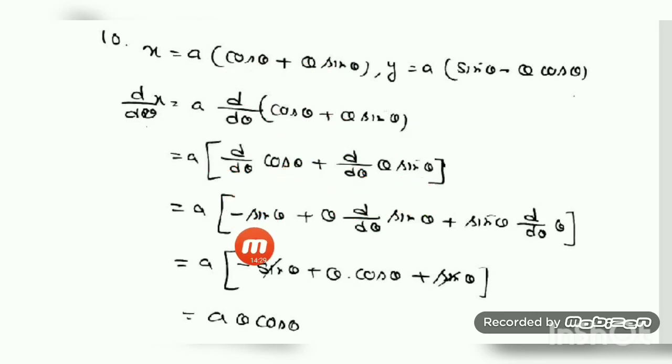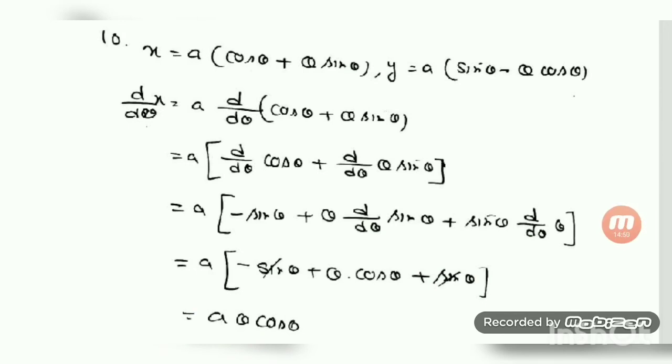d/dθ of cos θ is minus sin θ. A is just written as it is. Here you can use the u into v rule: u d/dθ of sin θ plus sin θ d/dθ of θ. Minus sin θ is there. θ will be kept as it is, d/dθ of sin θ is cos θ, sin θ kept as it is, d/dθ of θ is equal to 1. This cancels out. What is left? a θ cos θ. So dx/dθ is done.